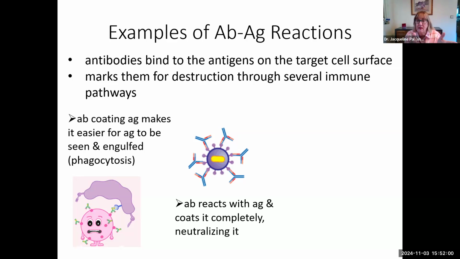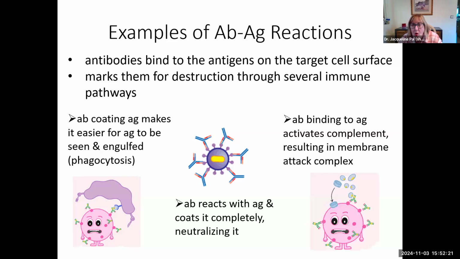All right, another example is that the antibody coating almost always makes it easier for a macrophage to recognize that cell or that particle, because it could be an exotoxin or it could be a viral particle. So it could be engulfed through phagocytosis, kind of like shining a light or making a neon sign that says, "Can you see me now, Mr. Macrophage? Come get me." Or the third one, which I alluded to before: when the antibody binds to an antigen, it could activate complement. And if it activates complement, it could result in formation of the membrane attack complex, and then water goes in, and then it bursts, killing that cell.